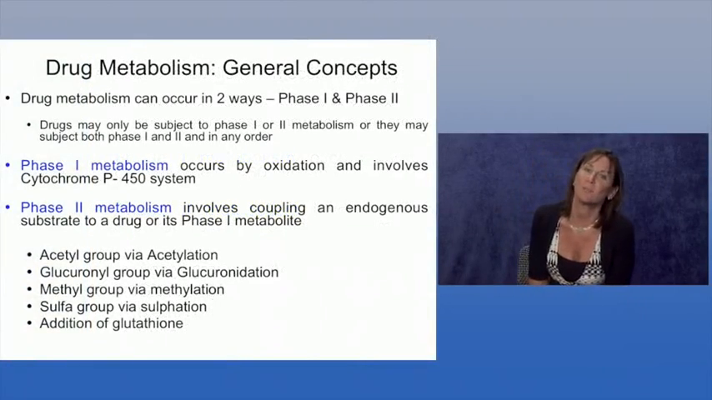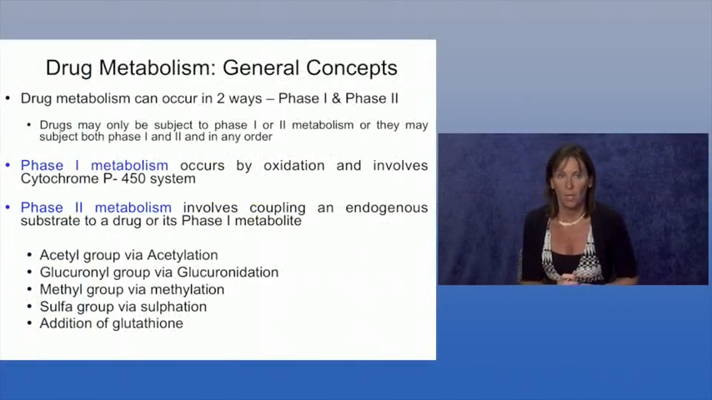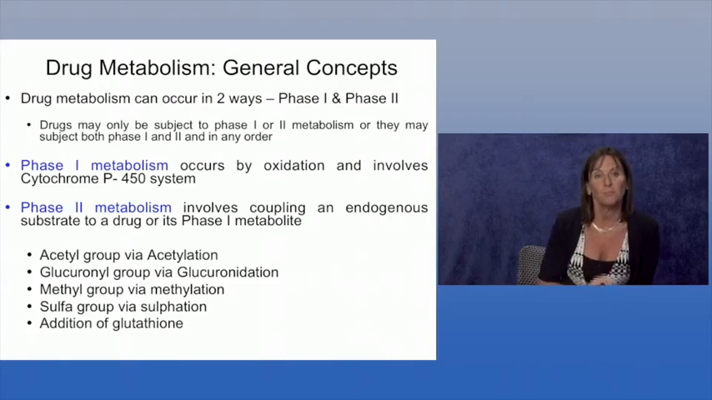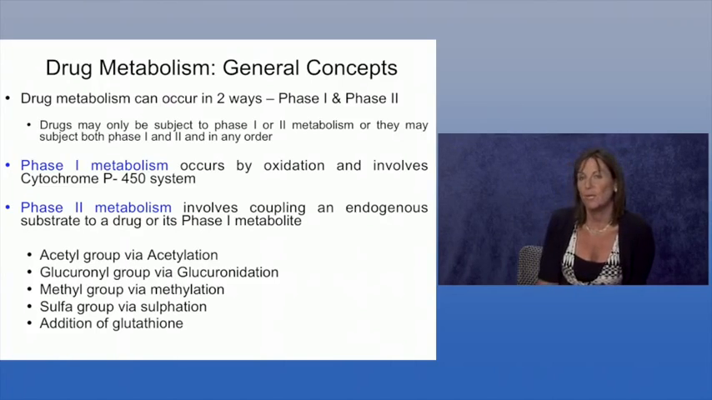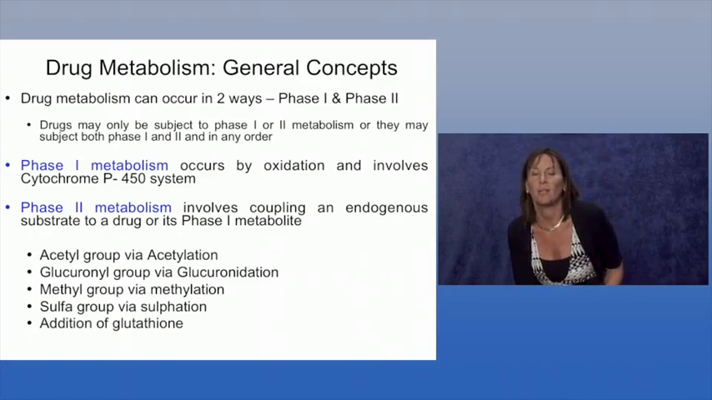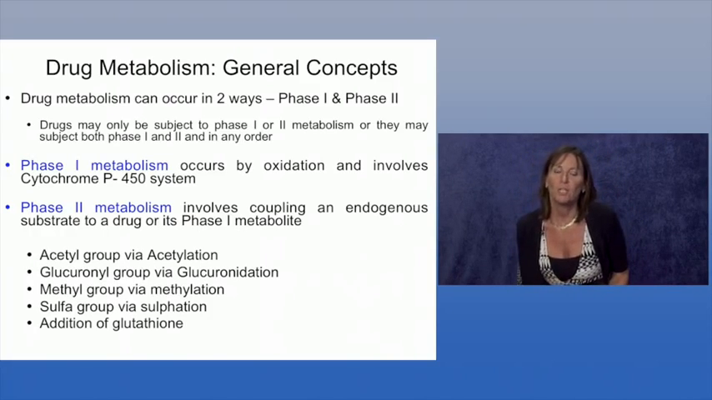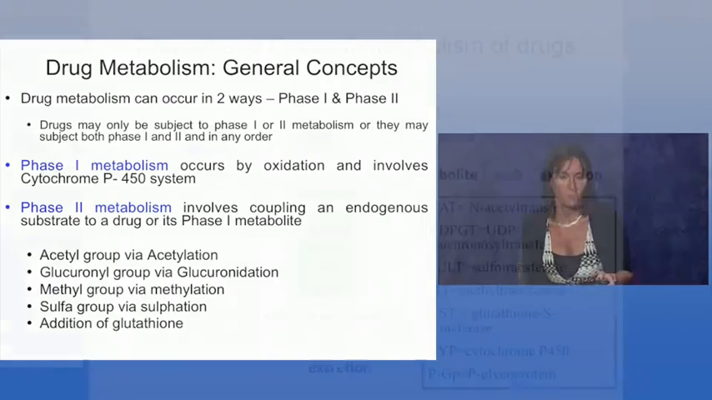So what are the sorts of substrates that you get the drug coupled to? Well, you can couple it to an acetyl group. This process is not too surprisingly referred to as acetylation. You can couple the drug to a glucuronal group, glucuronidation, a methyl group, methylation, a sulfur group, sulfation, and then the odd guy out, the addition of glutathione using an enzyme called glutathione S transferase. So these are examples of phase 2 metabolism, conjugation, and phase 1 metabolism, oxidation.